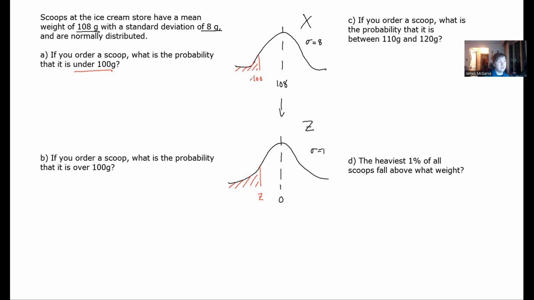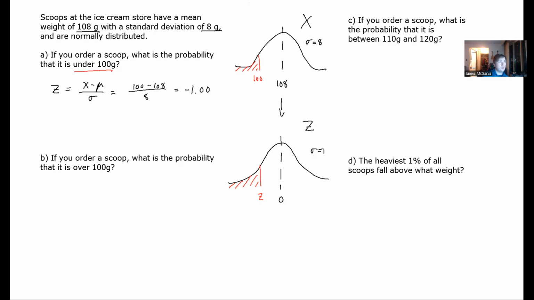Right, so under 100 translates to under z. What's z going to be? Well, we have a formula for that. Z is equal to x minus the mean over the standard deviation. So this is going to be 100 minus 108 divided by 8. And so that's going to get us negative 1.00. And we always round to 2 decimal places for these tables because that's what the table has. When I'm using the normal distribution table, it has 2 decimal places on it. And so I need to round to 2 decimal places every time.